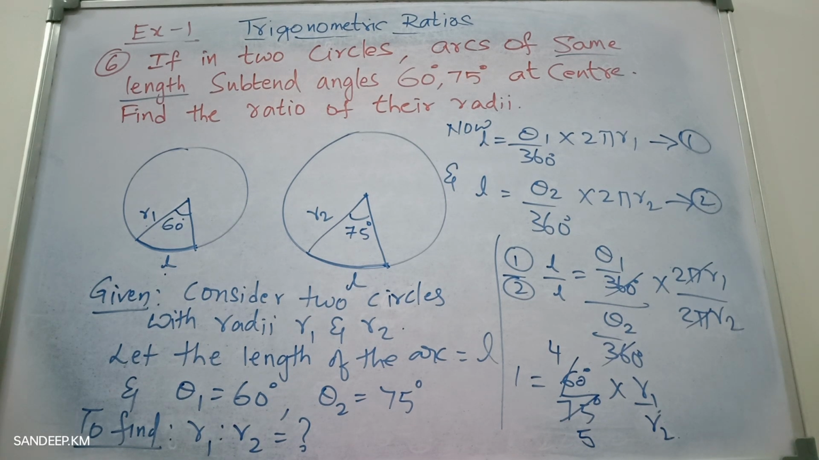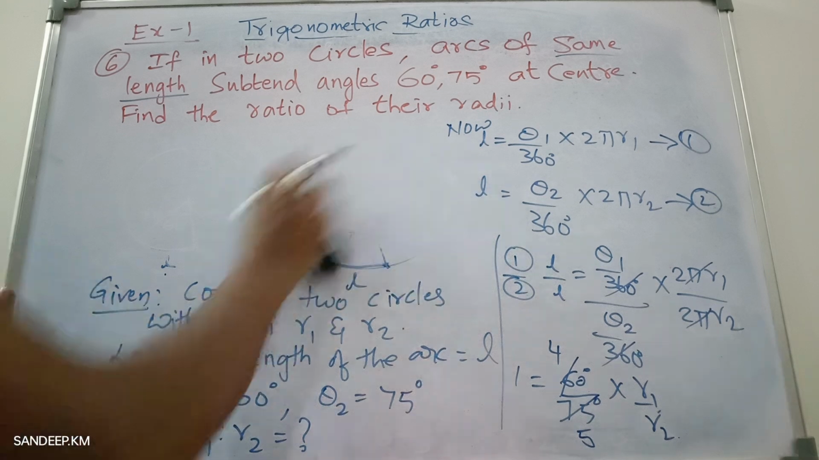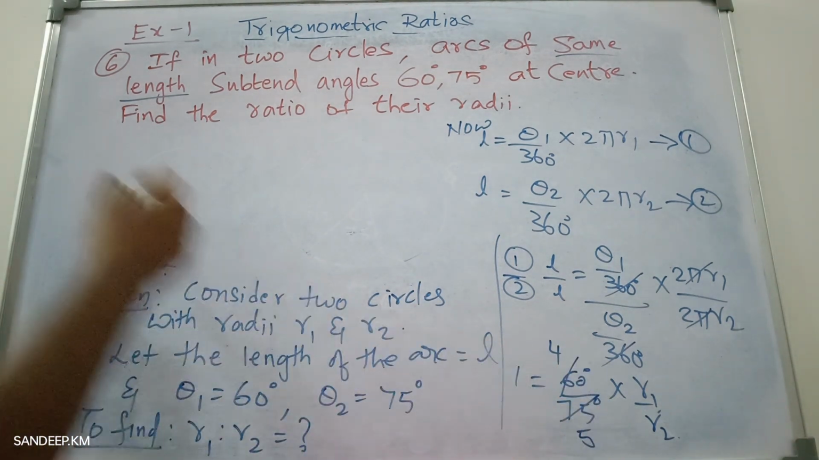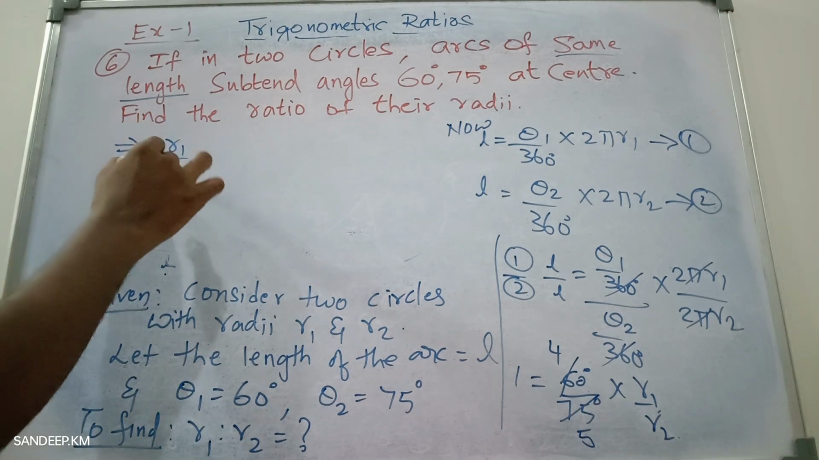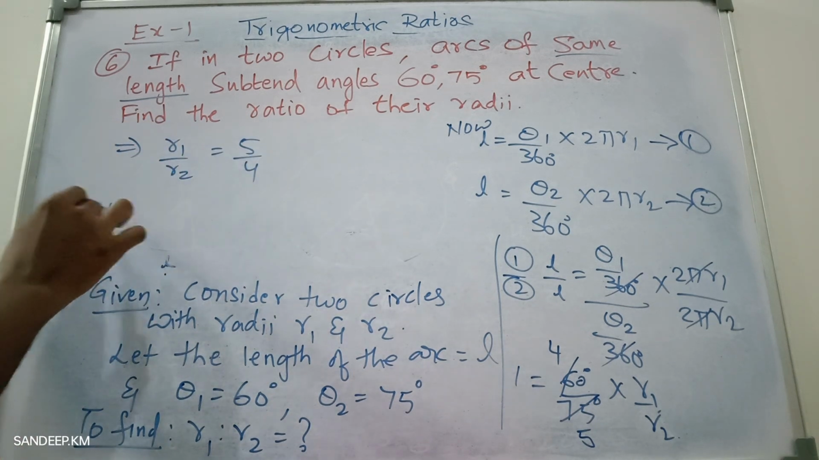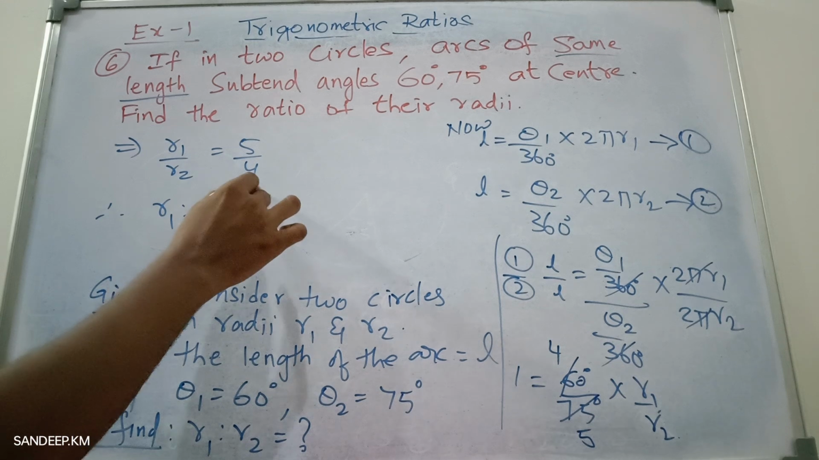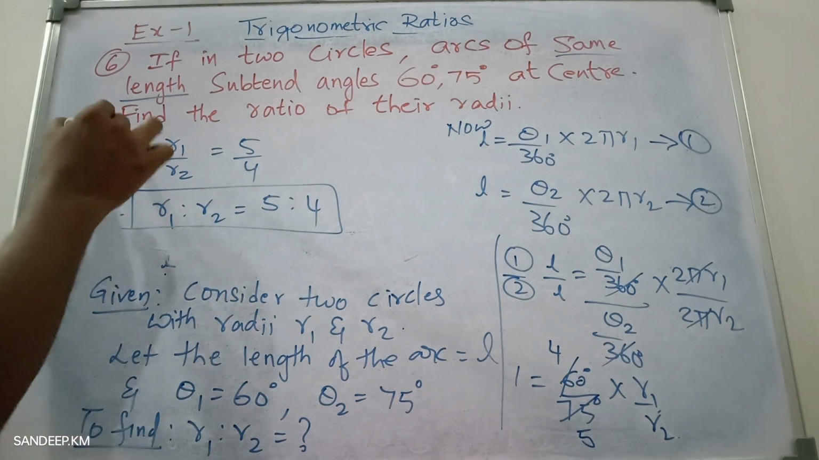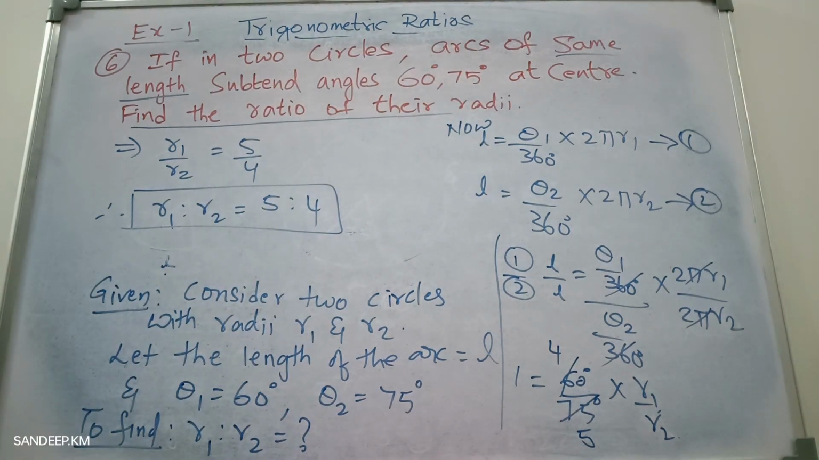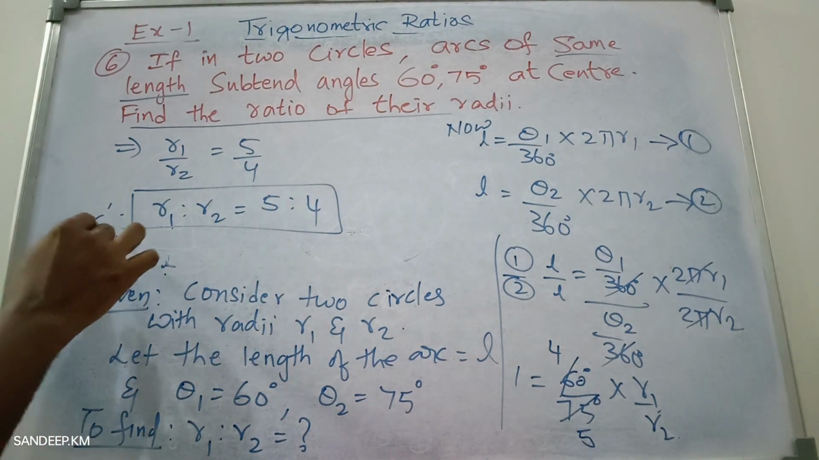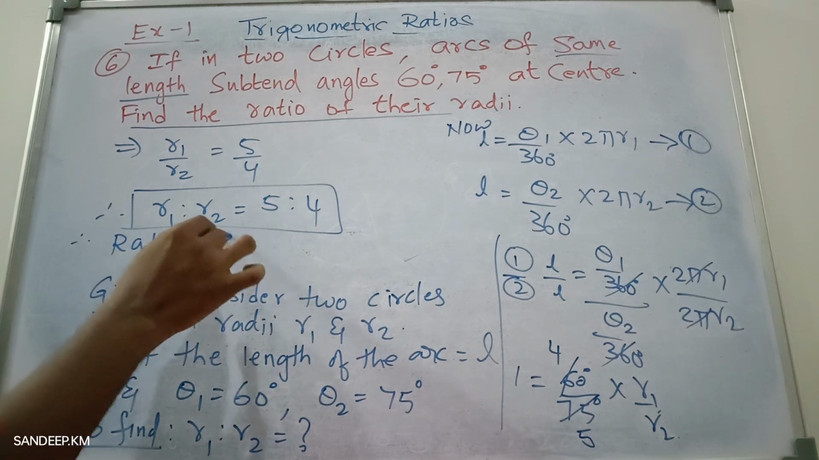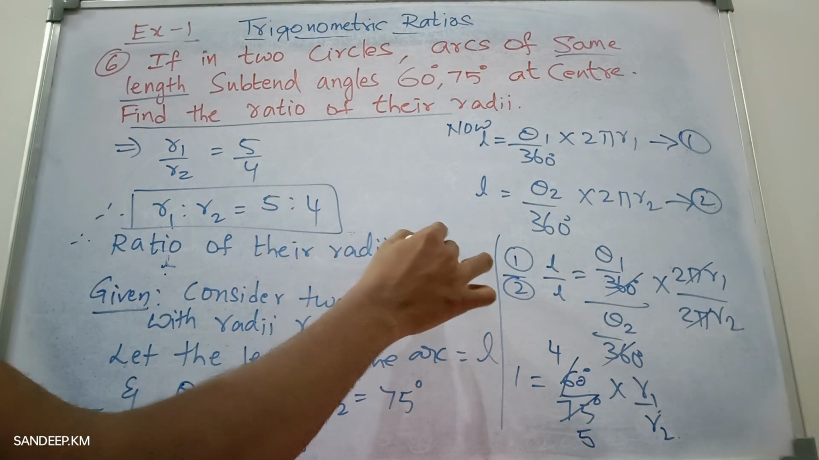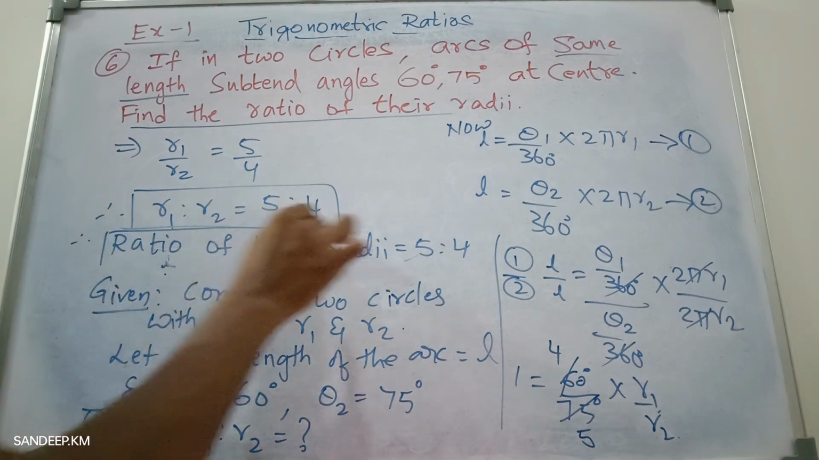So therefore what is R1 by R2, dear students? 4 by 5 comes this side, becomes 5 by 4. Therefore R1 by R2 is 5 by 4, and therefore the final conclusion: R1 is to R2 is 5 is to 4. So this is what they have asked, right? Find the ratio of the radii. Therefore what is the conclusion? Therefore the ratio of their radii is equal to 5 is to 4, and this must be kept inside a box.